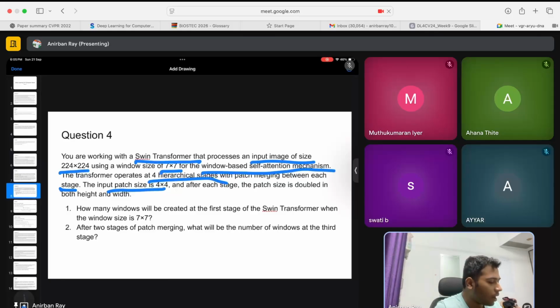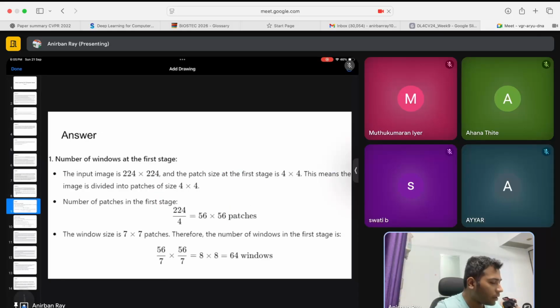Okay. How many windows will be created in the first stage of the Swin Transformer when the window size is 7 cross 7? Okay, this is the question we have. So let's see the answer. So the image size is this. In the first stage, the patch size is 4 cross 4. This means the image is divided into patches of size 4 cross 4. Okay, the number of patches we can find out is 56. Total 56 patches.